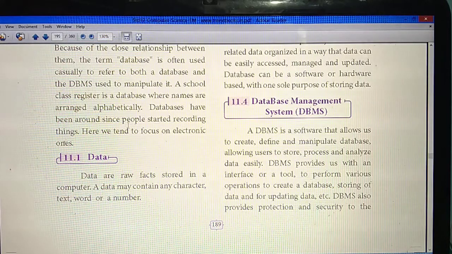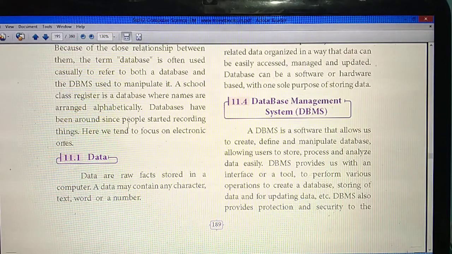What do you mean by data? The definition is it's a raw fact stored in a computer. What do you mean by raw facts? Some meaningful words. That is called data. Some raw facts stored in a computer. For example, take the same example. Your class register: we can say the register is a database, isn't it? If you say the register fully, we can say the register is a database.